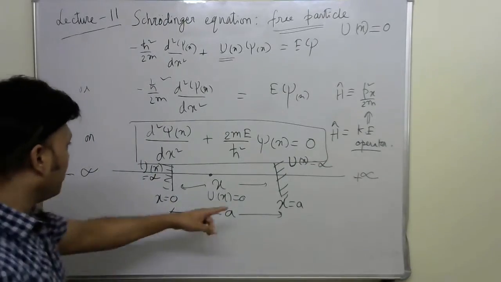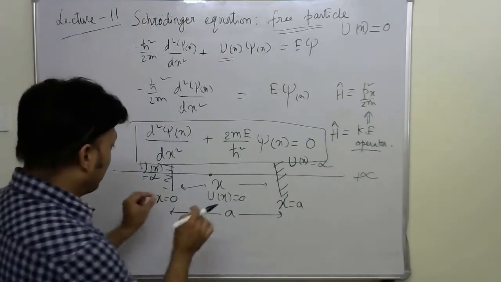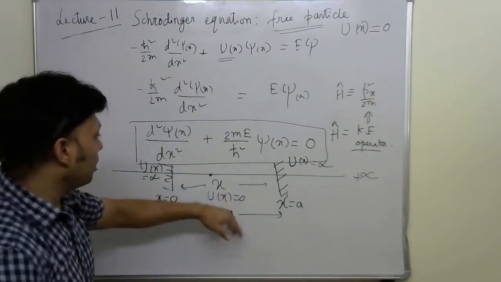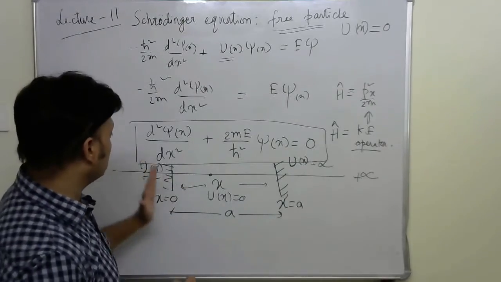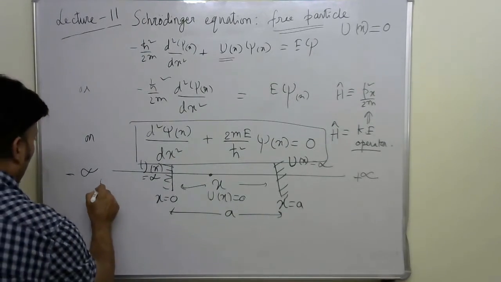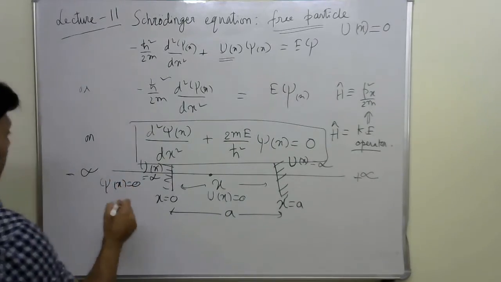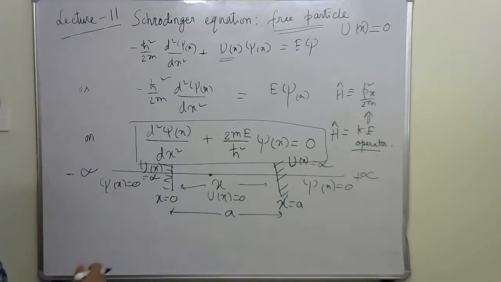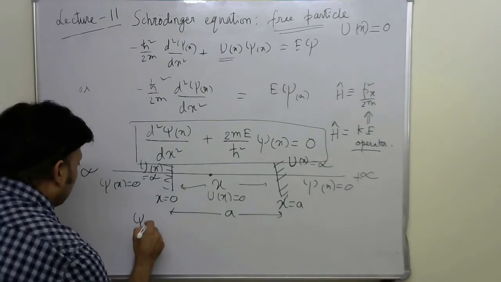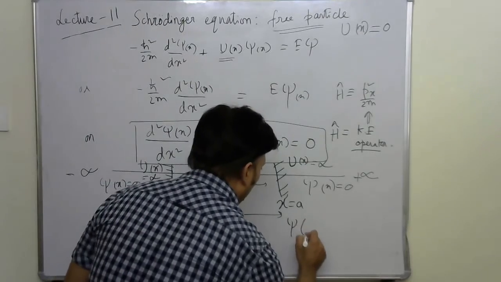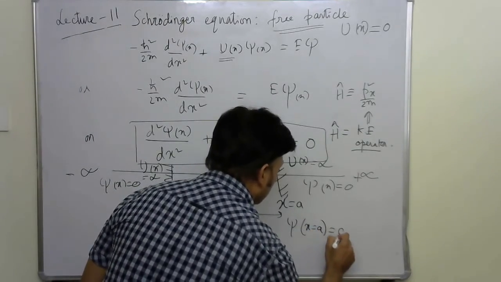That means the particle cannot approach the walls, it cannot get into the walls, so it should stay away from them and it is confined. The particle can never come out or jump the boundary because the potential energy is so high, infinite. And of course the wave function psi x outside the boundary is 0 here, and also outside the boundary here is 0. So we can write that psi at x equal to 0 is 0 and psi at x equal to a is 0.